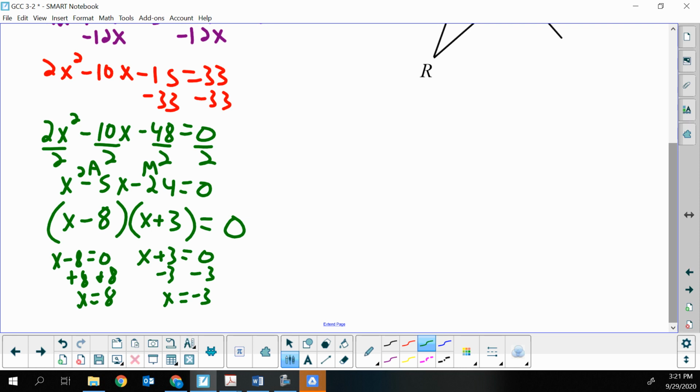Now, in our first test of the year, I saw lots of people rejecting negatives. You don't automatically reject a negative. You only reject a negative if it makes a geometry thing negative, so like a side or an angle.